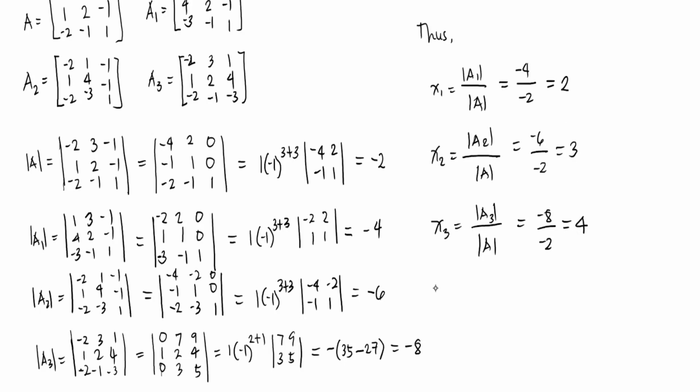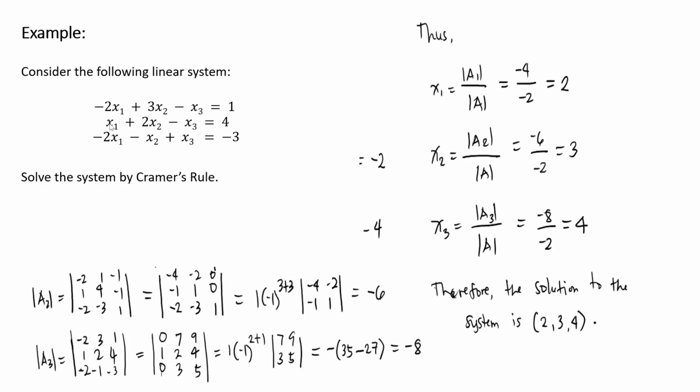So therefore, the solution to the system is 2, 3, 4. So again, you can check your answer by substituting to this linear system. When you substitute 2, 3, 4 there, it should be 1, and so on.